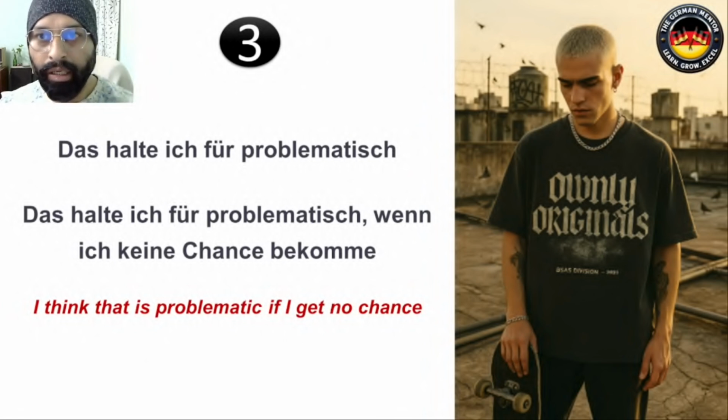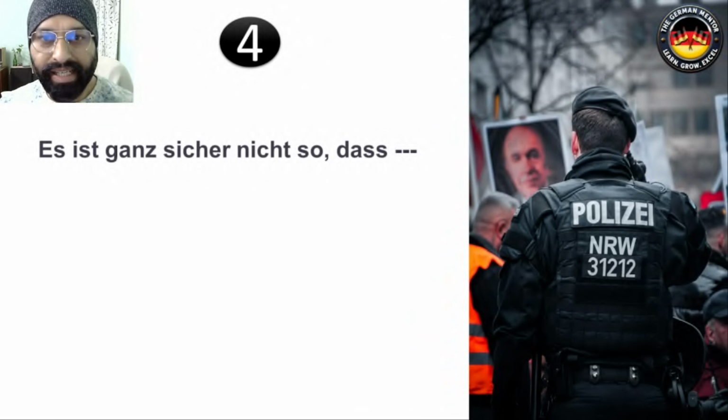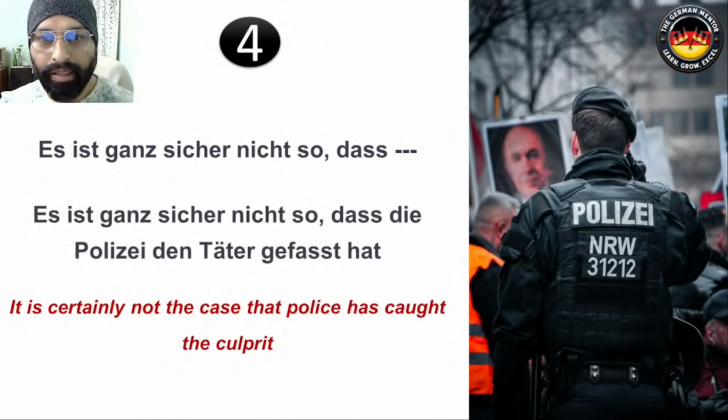An objection. Nummer 4, the next one: Es ist ganz sicher nicht so, dass. Zum Beispiel, es ist ganz sicher nicht so, dass die Polizei den Täter gefasst hat. It is certainly not the case that the police has caught the culprit. So this is an objection or disagreement on some situation. So I have written here an example just to make you understand the meaning of this phrase. Es ist ganz sicher nicht so, dass. And you can continue the sentence as per the situation, as per the scenario, as you like. So that was about number 4.